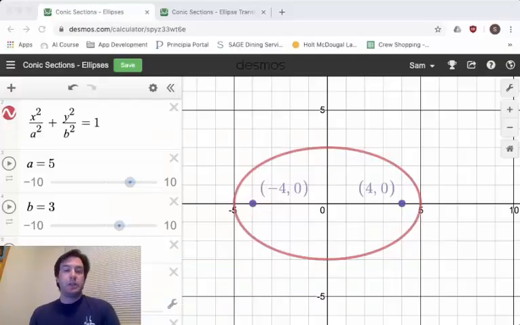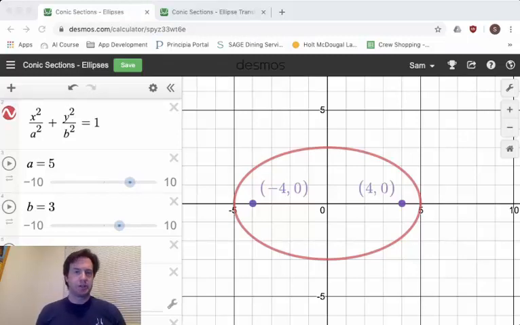Video will be about ellipses. So an ellipse is another conic section. And one thing to note about ellipses is that circles are actually special ellipses, similar to the way that a square is a special type of rectangle. And I'll demonstrate what that means a little bit later. But for right now, what you see on the screen is an example of an ellipse.